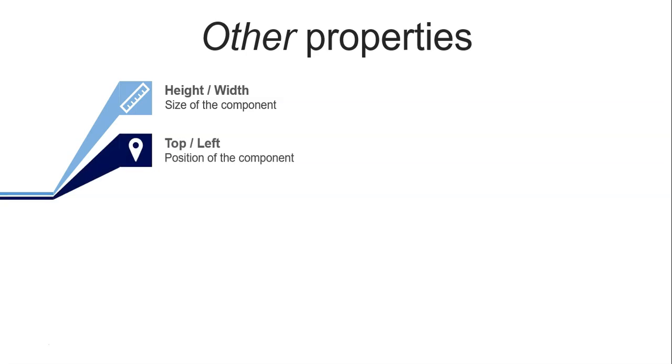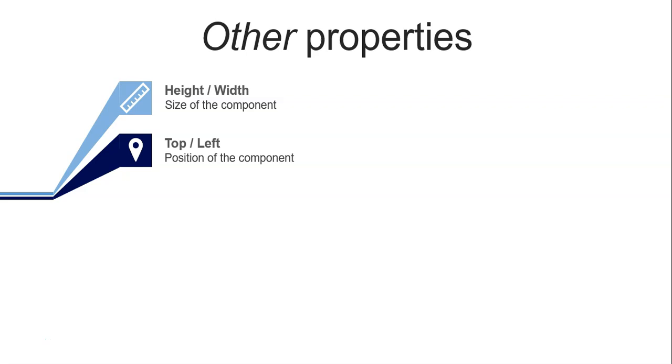Then you get the top and the left property. In our previous video, we spoke about its position on the screen. The top property determines how up or down it is, and the left property determines how left or right it is on the form. Go look at our previous video to see what the numbers mean when it comes to the top or the left property.